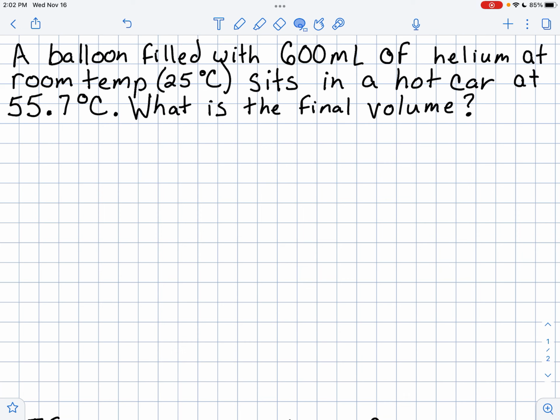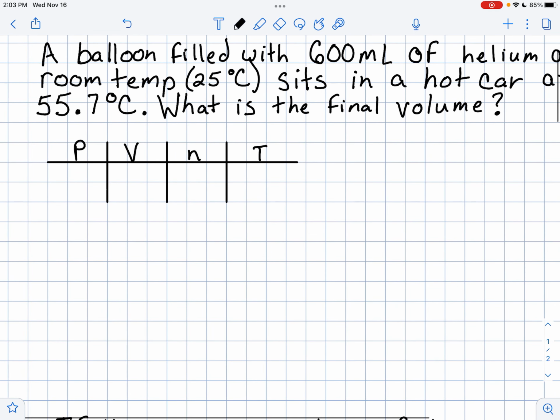So I need to have my table set up. And so that means I need my pressure, volume, number, and temperature. And with this, I'm going to have my initial, or starting, and my final. I'm also going to have the effect, just like we did on our worksheets.